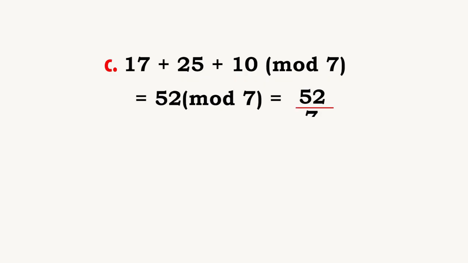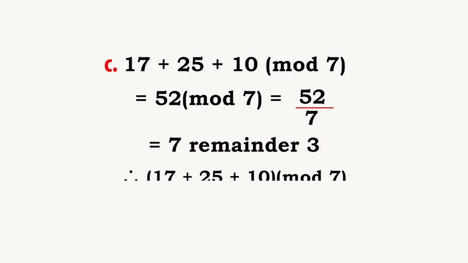Example C. We want to find the sum of 17 and 25 and 10 in mod 7. I hope you know what sum is. That means we want to find 17 plus 25 plus 10 in mod 7. So again, we add the 3 numbers to get 52. And then we divide 52 by 7. And that gives us 7 remainder 3. Therefore, we say 17 plus 25 plus 10 mod 7 is equal to 3 mod 7.